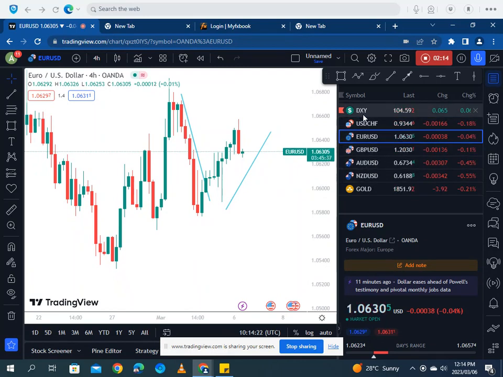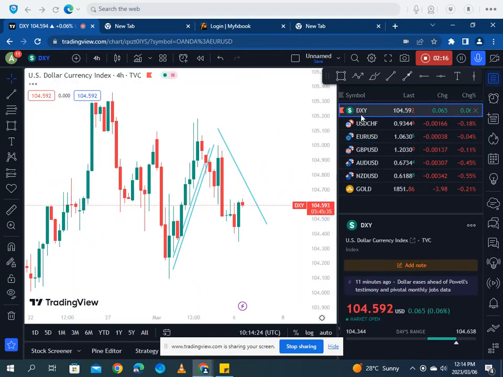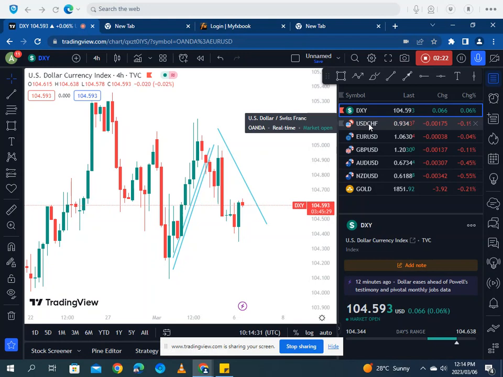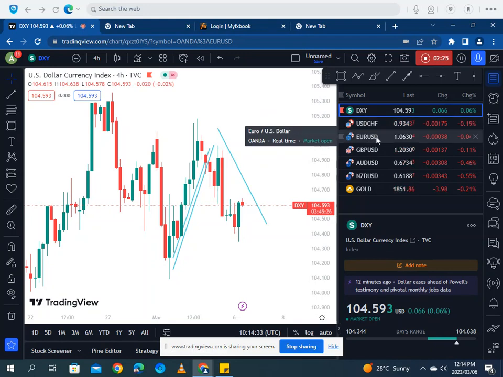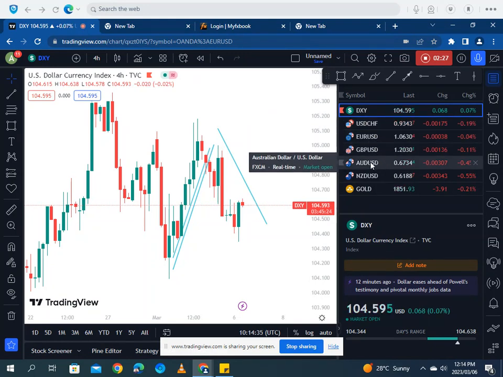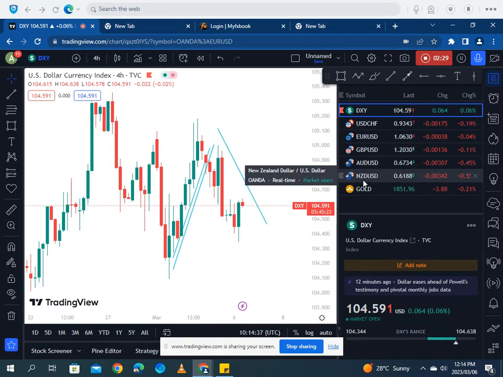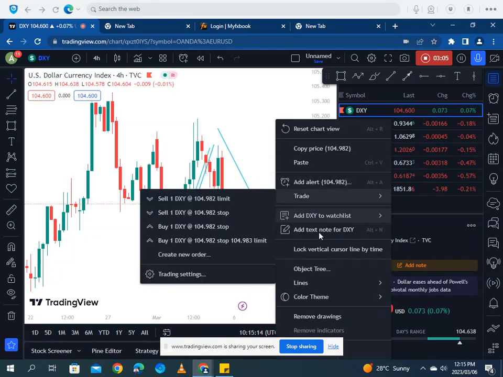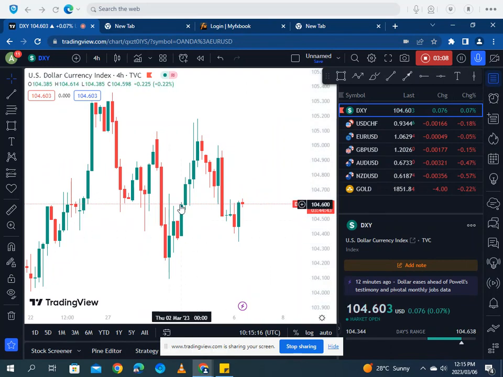So I always start with my DXY to measure the strength. If the DXY is strong, if the dollar is strong, then I know that USD Swiss franc is strong, Euro USD is weak, GBP USD is weak, Australian dollar USD is weak, New Zealand dollar USD is weak. So let's analyze our markets, right? Because that's the first thing that I do.